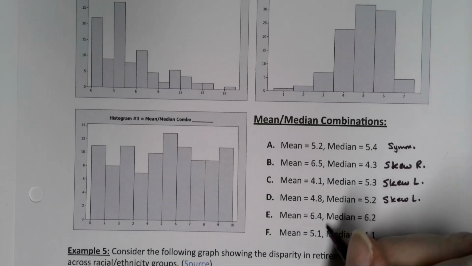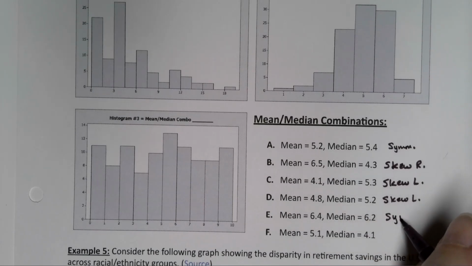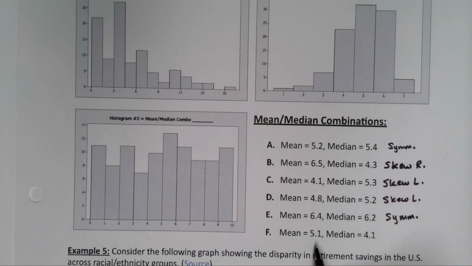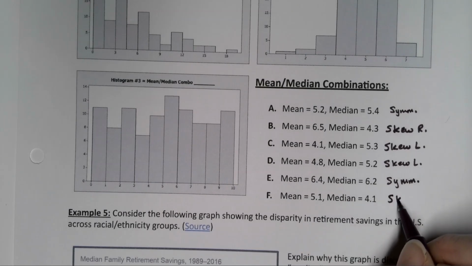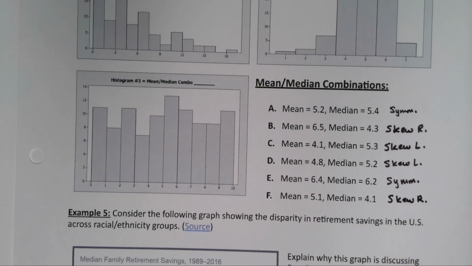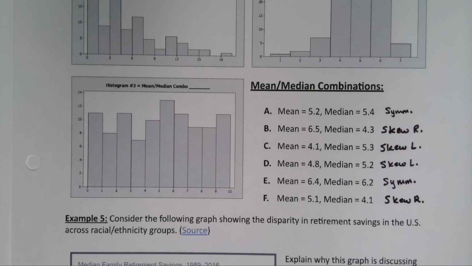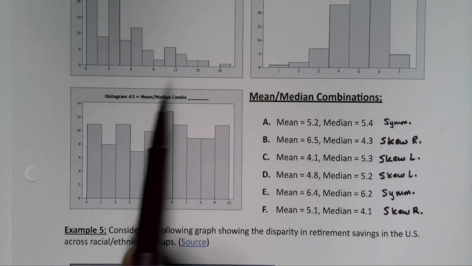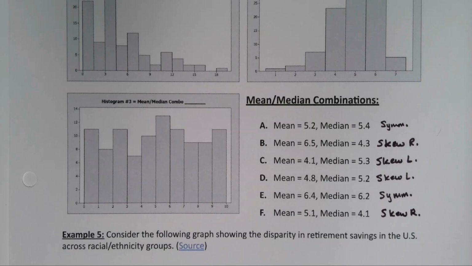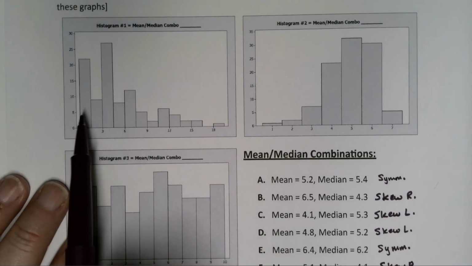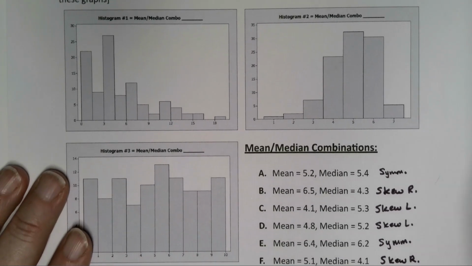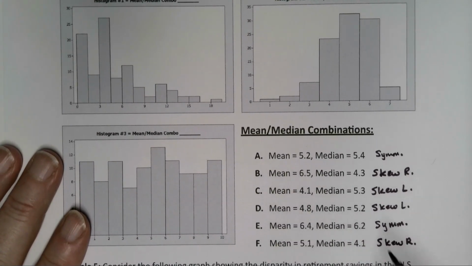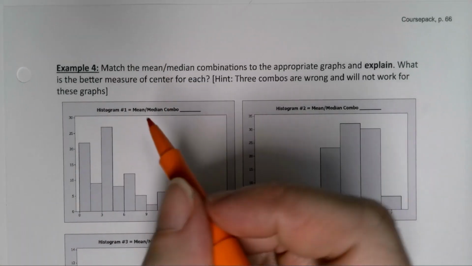And then this one, they're really close to each other, so that's probably symmetric again. And then 5.1 versus 4.1. If the mean is bigger than the median, it's skewed right. Okay, so that'll help us if we kind of figure that out to begin with, because now we can kind of look at our combinations here. So let's look at this first graph. This is a skewed right graph, very obviously. So it's going to be either B or F. So you have to remember that the mean is the balance point.